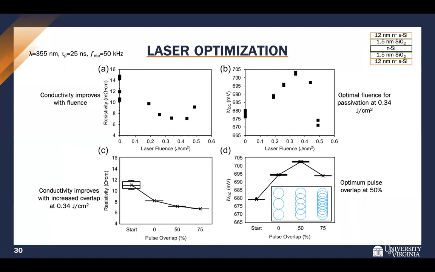I then took this 0.34 joule per centimeter squared fluence and tuned the pulse overlap. What I mean by this, you can see in the bottom right, at 0%, the pulses are just touching. At 50%, there's a 50% overlap in the pulses, and at 75%, there's much more overlap between the pulses. You can see that as the pulse overlap increases, the resistivity continues to decrease. However, there's still a peak in the passivation at around 50% pulse overlap, so that was selected as the optimum.